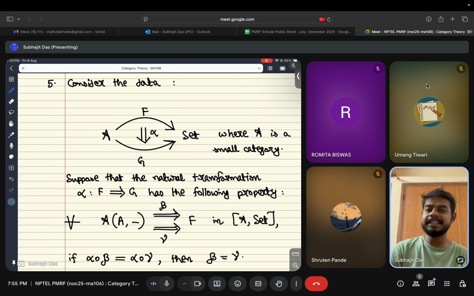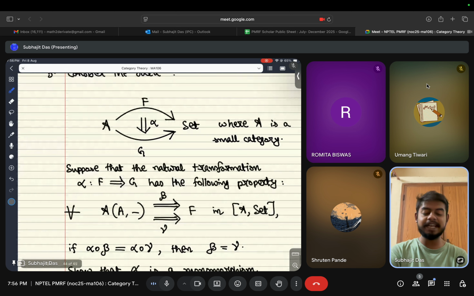So consider this data. You take a category A. You take the category Set. You take two functors F and G from A to Set, and you take a natural transformation alpha from F to G. And assume that A is a small category. That is, the class of all arrows in A is a set.